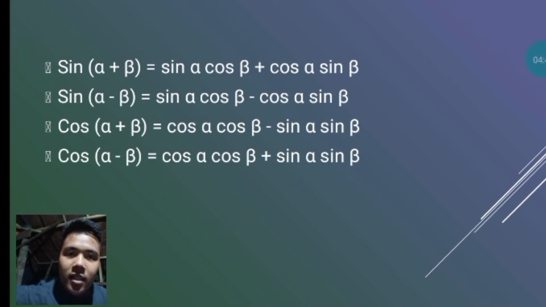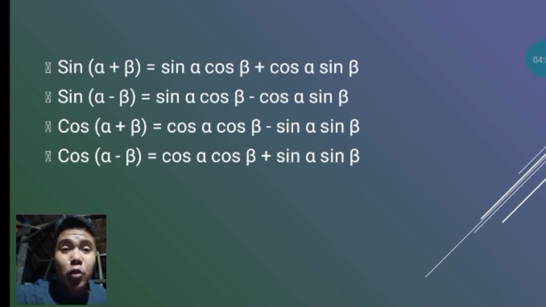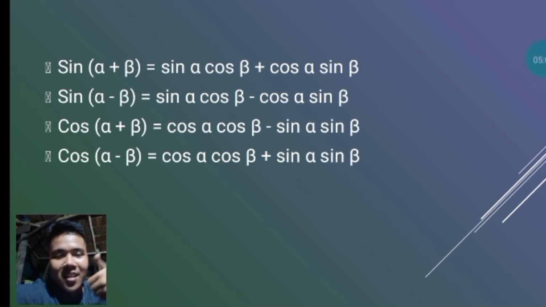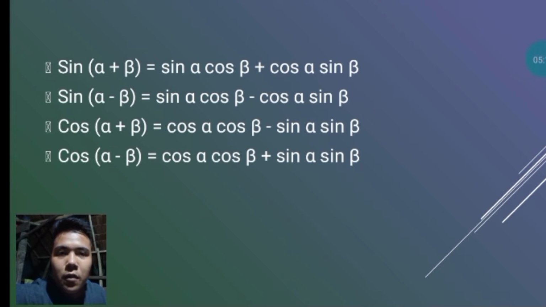And next is the cosine. If your teacher asks you to find the value of cos 200, just put in your mind again that 200 is a big number, so you are going to add. The formula that you're going to use is cos A plus B. And if the number is lower, you're going to subtract.